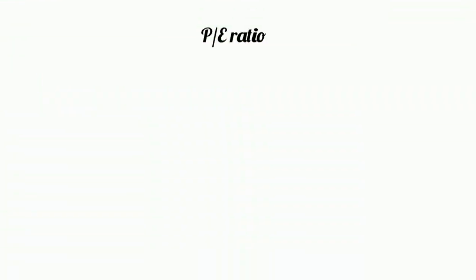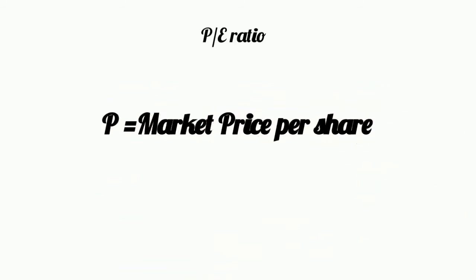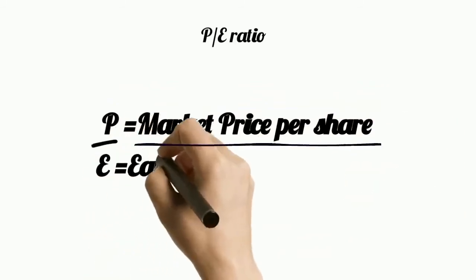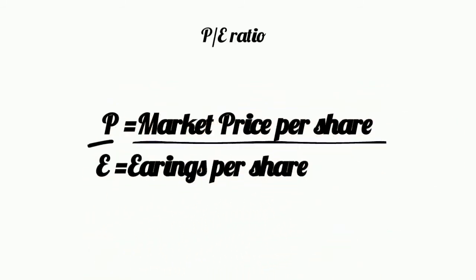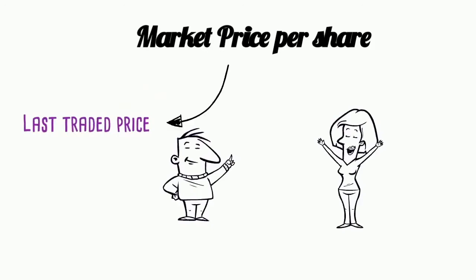So let's break it down. PE is market price per share divided by earnings per share. So first, what is market price per share? It is simply the last traded price of the share. That is, at what price the share is currently bought and sold.